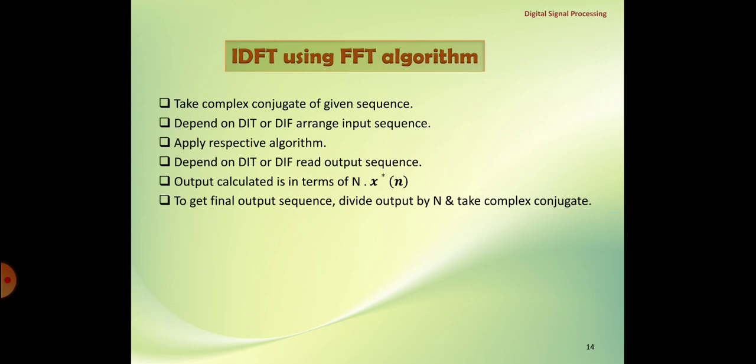So to get the final output sequence, what do we have to do? Divide the output by capital N and take the complex conjugate after division. So this is the method of calculating IDFT using the FFT algorithm. Depending on DIT or DIF, we can change the order of input or output.